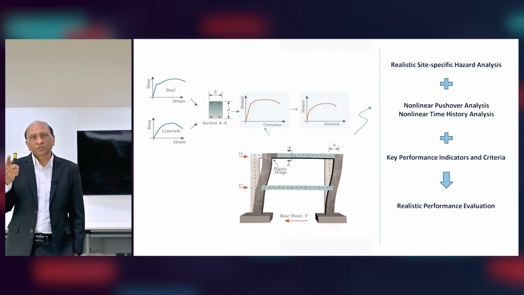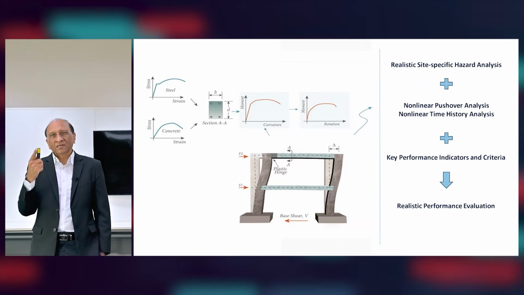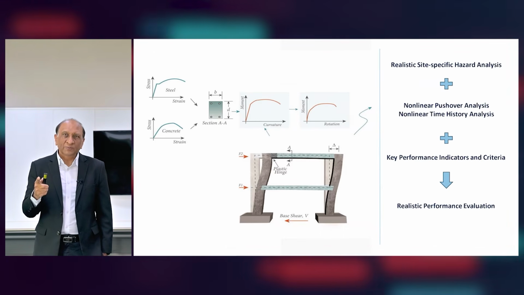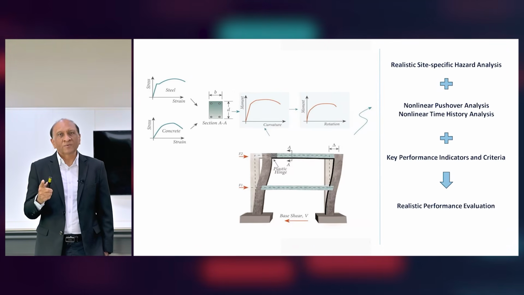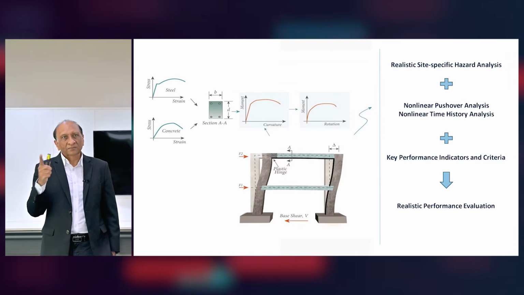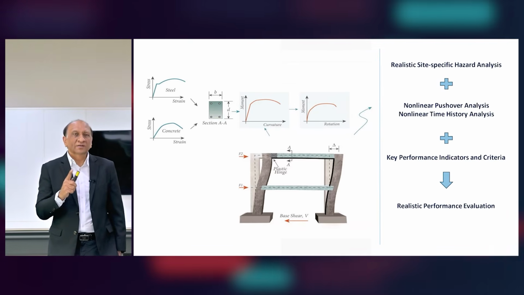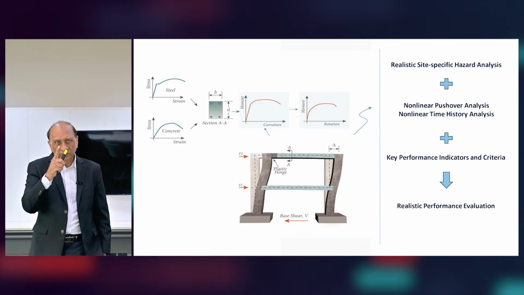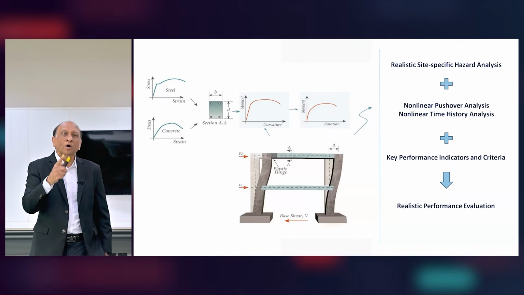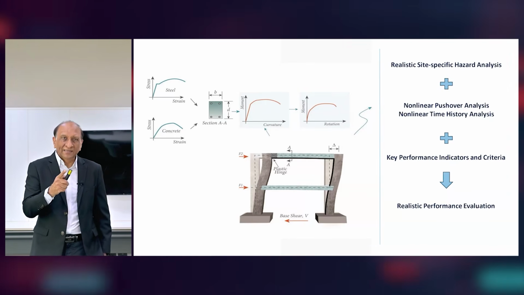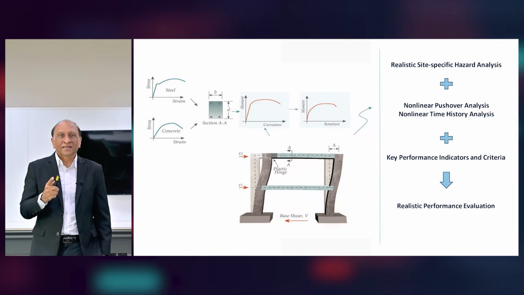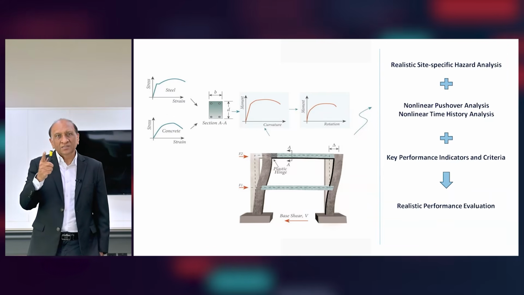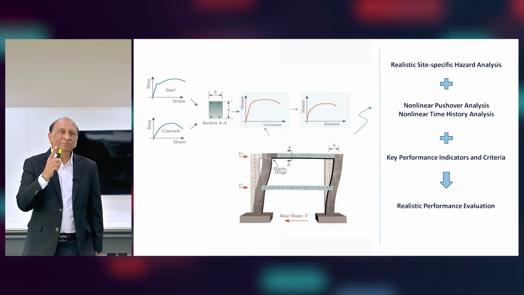And you can also use it for nonlinear time history analysis. Same, you can combine it with realistic site-specific hazard analysis and realistic performance evaluation, but the basic tool remains the moment-curvature curve, either computed from a real section using what I showed you earlier, or a backbone curve, idealized curves given by various design codes. Either way, moment-curvature curves and moment-rotation curves are essential for this determination.